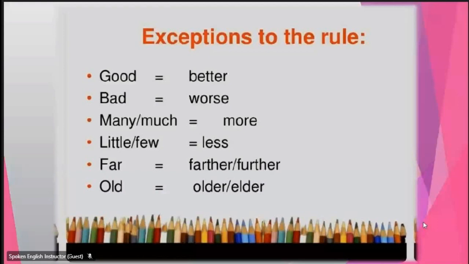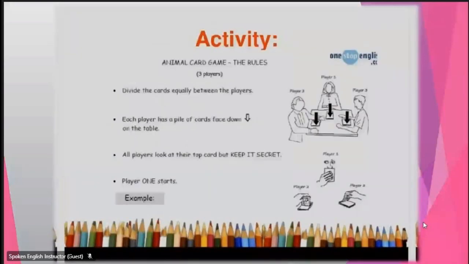Okay. So exceptions are everywhere. As you can see, good, better, the superlative is the best, bad, worse, worst, many, much, more, little, few, less, far, further, old, older. So this is how it is going. This is again an activity. If you want to do it, you can just have a look at it and do it yourself.